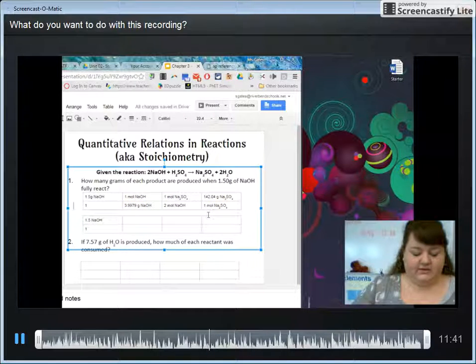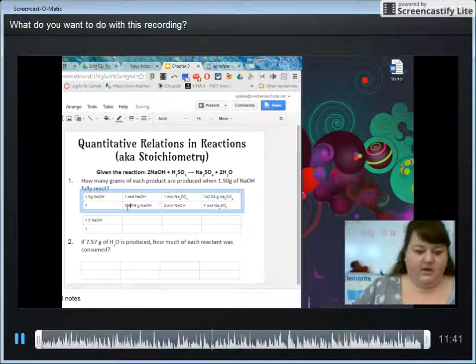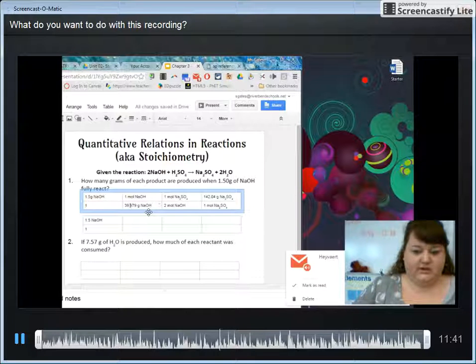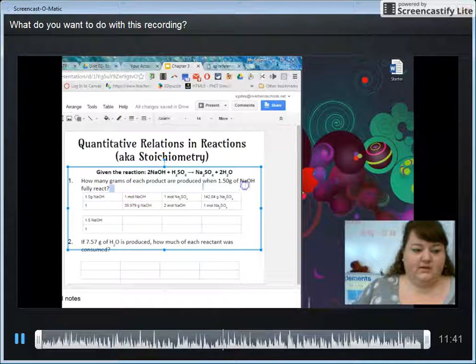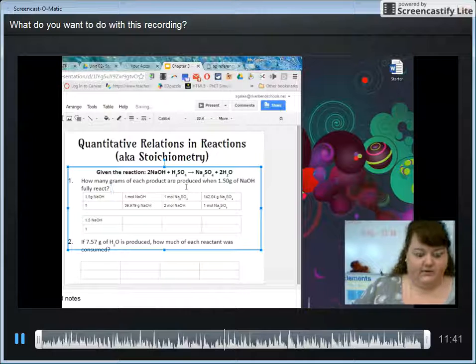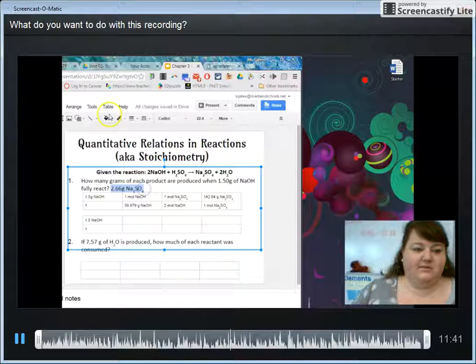So 1.5 divided by 39, oops, that was a third, so 39.9979 divided by 2, and then times 142.04. So we get an answer of, I'm going to write the answer up here, 2.66 grams of Na2SO4. So that's half of our answer to our problem.